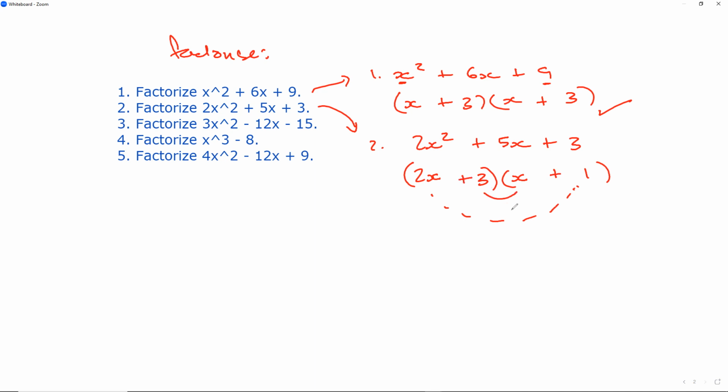If I put it the other way around, it will be incorrect. If I put 3 here, I'll end up with 6 and 1, which will be 7x. So I must make sure if I check, I'll know if I'm correct. Okay, so that one's done.